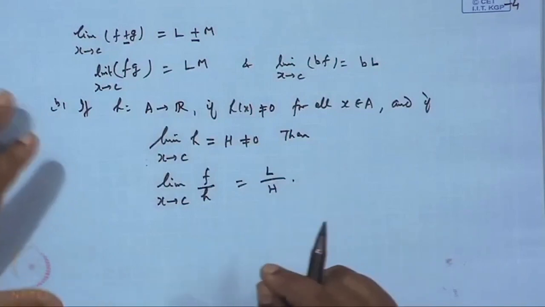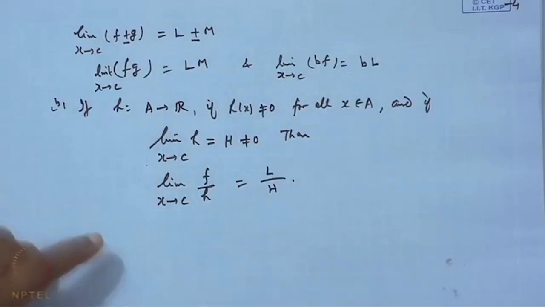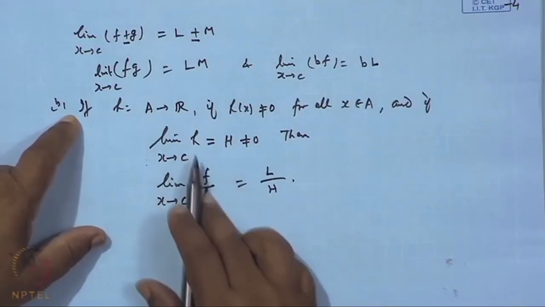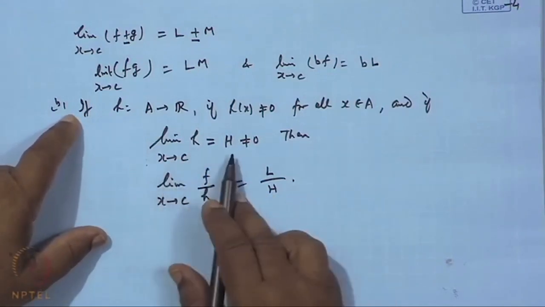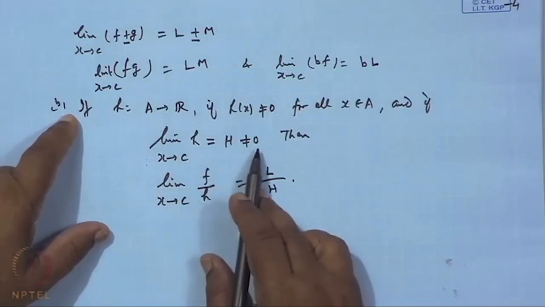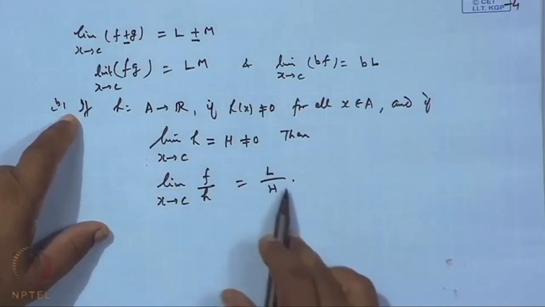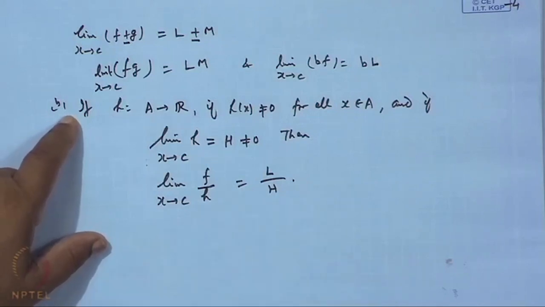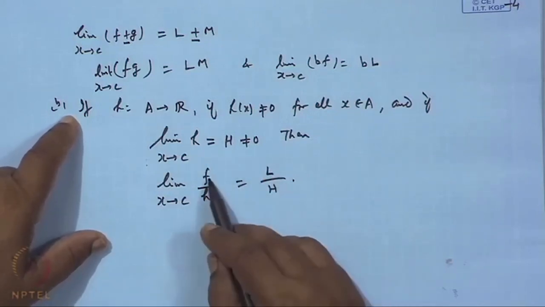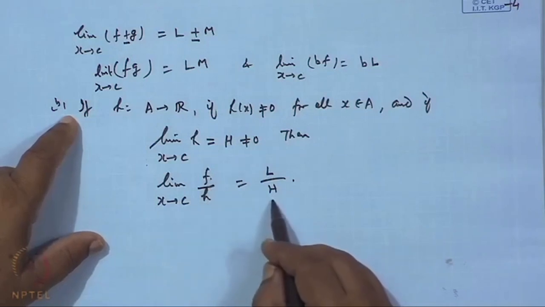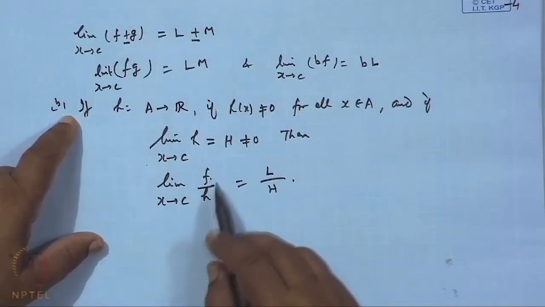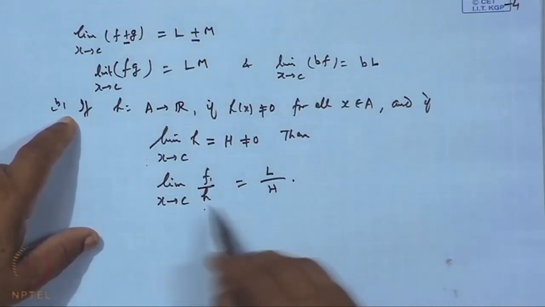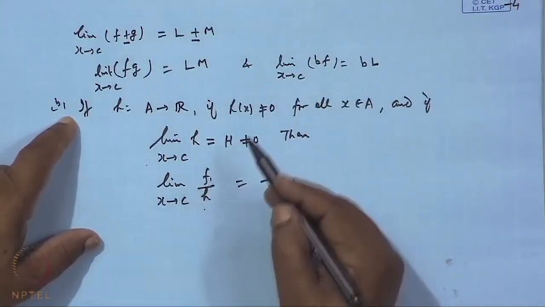Now, here we will make one remark. The remark is, in part B, we have put a restriction that the limit of h(x) when x tends to c should be different from 0, because if it is 0 then this limit is not defined. However, even if f is also 0 and h is also 0, then we cannot define the limit of f over h, because that comes out to be an indeterminate case. The limit may or may not exist.